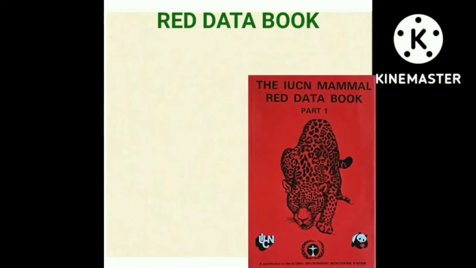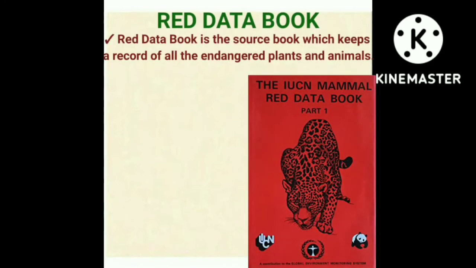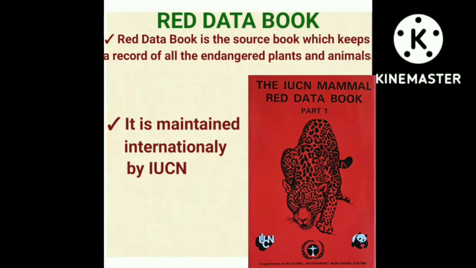The next topic is Red Data Book. What do you mean by Red Data Book? Red Data Book is a source book which keeps a record of all the endangered animals and plants. Red Data Book is maintained internationally by the International Union for the Conservation of Nature, IUCN. So we shall move on to the next topic, that is migration.